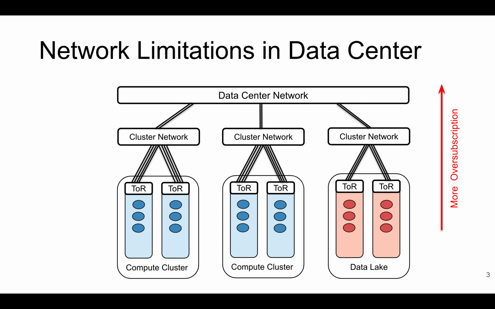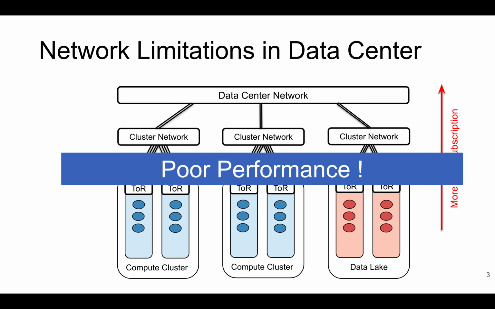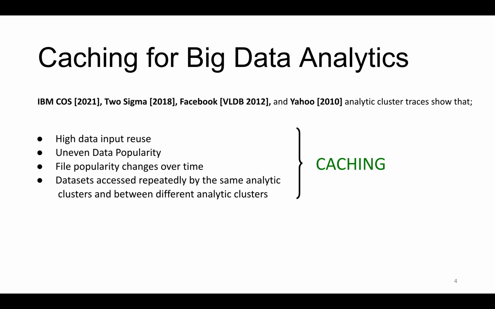If all compute clusters access the data lake over the network to read and write their datasets, it results in substantial traffic over networks that may be heavily contended. Due to the network limitations, big data workloads suffer from poor performance. But the good news is these workloads have a tremendous amount of reuse within the cluster and between the clusters. We highlight the characteristics of 4 different production traces which are publicly available.